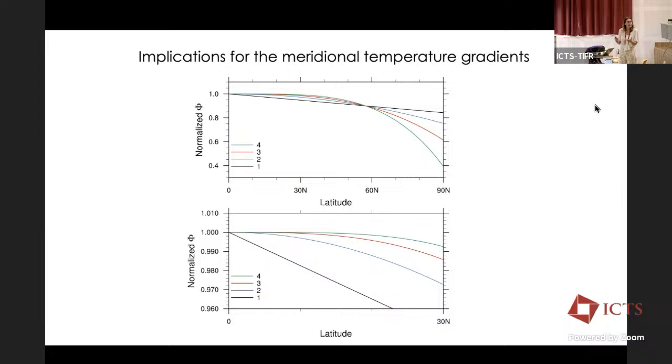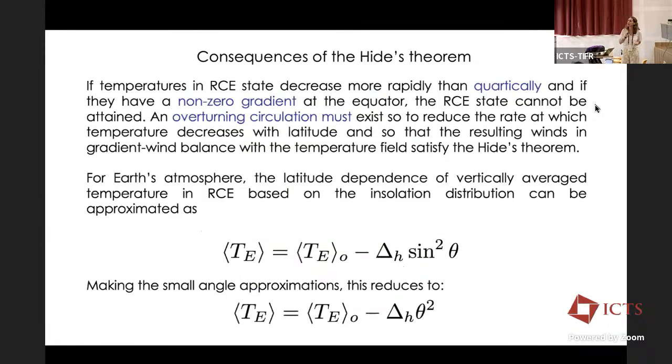You would get winds that, in gradient wind balance with this geopotential, would be too strong and would basically not satisfy the Hide's theorem. And so, we now know what variations of the temperature and the geopotential with latitude need to be so that this fundamental constraint is verified. And so the question is, does RCE verify the Hide's theorem or not? Because if it does, then the RCE state would be perfectly plausible.